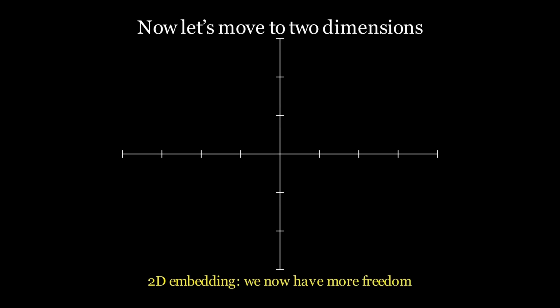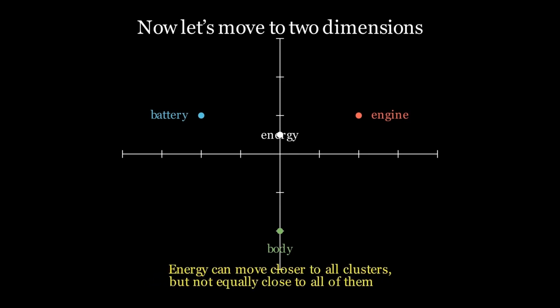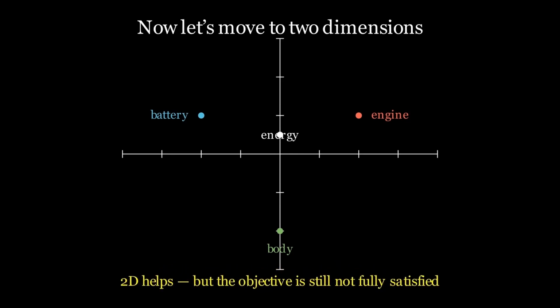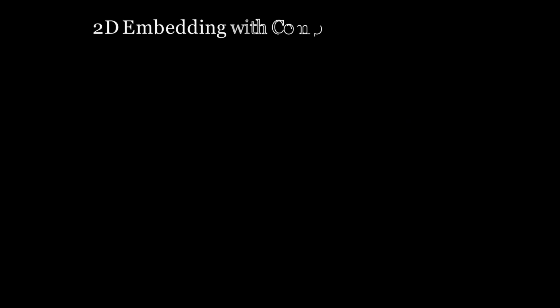So the natural question is, what if we add one more dimension? Now we move from a line to a two-dimensional space. In 2 dimensions, we have more freedom to arrange the words. The word energy can now move closer to all 3 clusters, but it still cannot be equally close to all of them at the same time. 2 dimensions help, but the objective is still not fully satisfied.